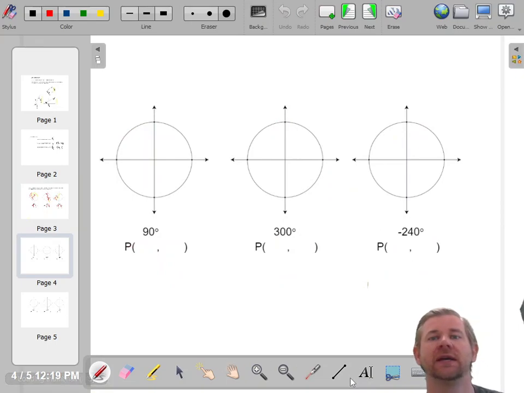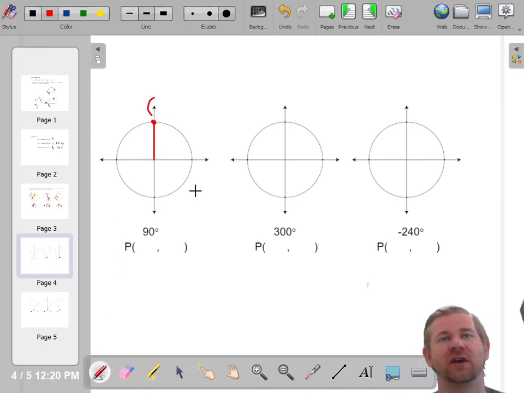Let's do a few more. 90 degrees, anything that's on the x or y axis, you got to be very careful. 90 degrees is straight up, so that's the ordered pair. It's like, well, how far left or right did you go? 0. How much up did you go? The unit circle has a radius of 1, so this is 0, 1.